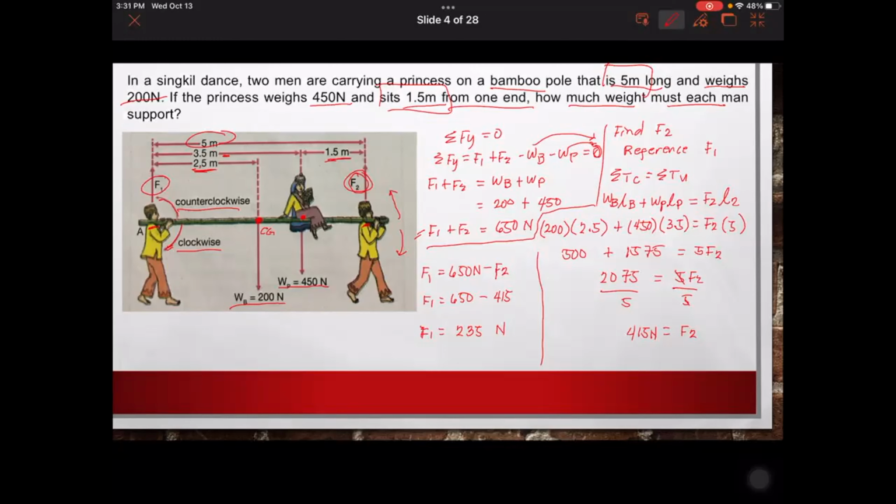While yung support ni F2 ay 450. Question? Nagets mo? Clarification.